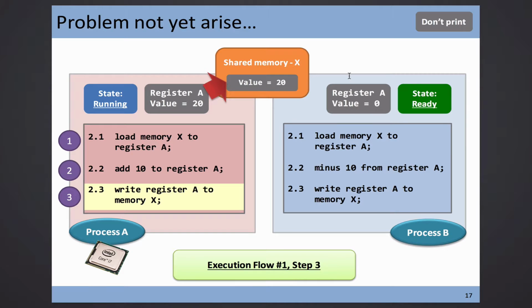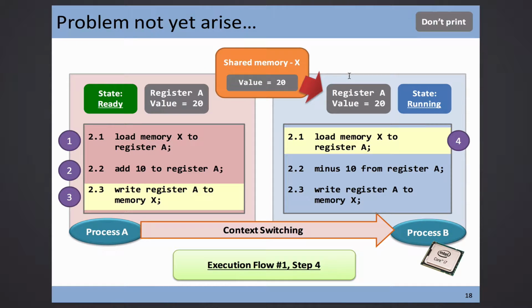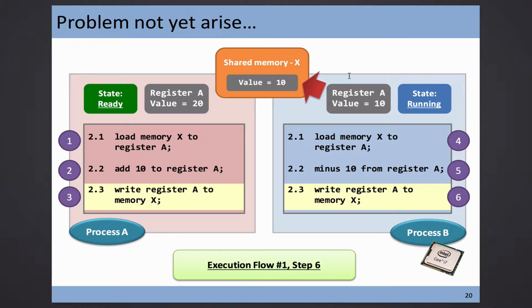Now we have context switching. When the context switching comes in, you will have to change to another process. Let's say we choose process B, and it will execute 1, 2, 3, and so on and so forth. So this execution sequence is something which we want, and it is desirable.